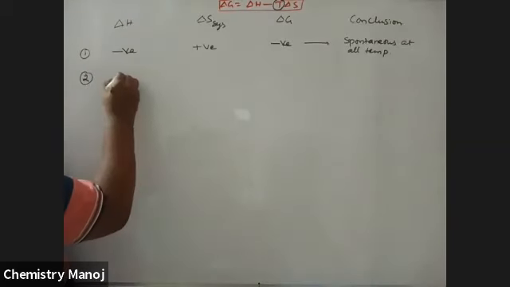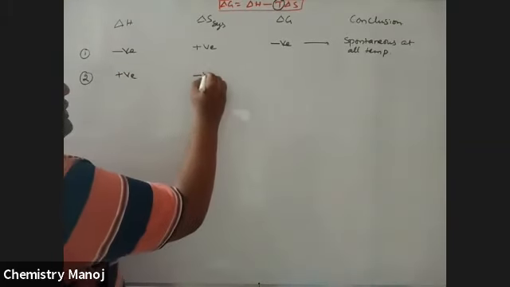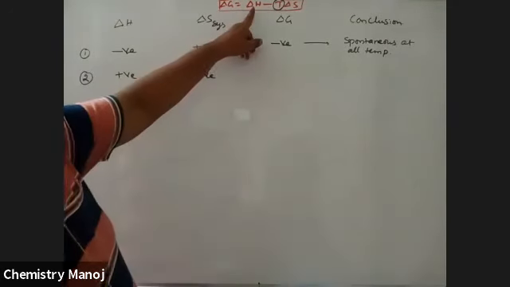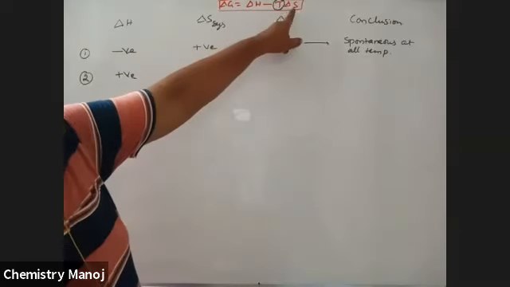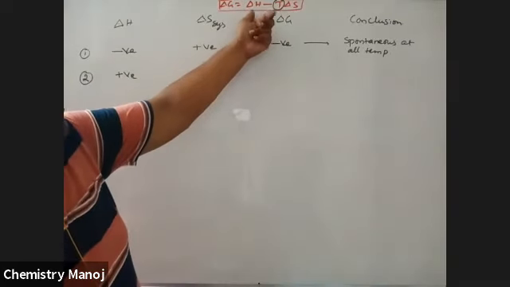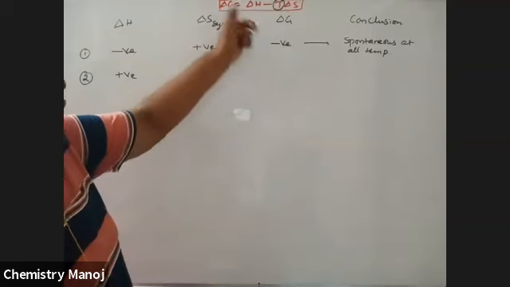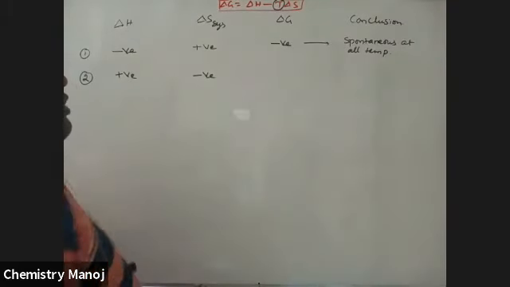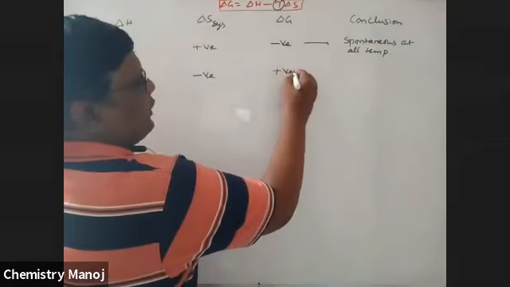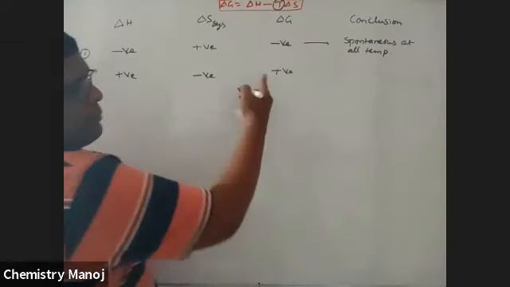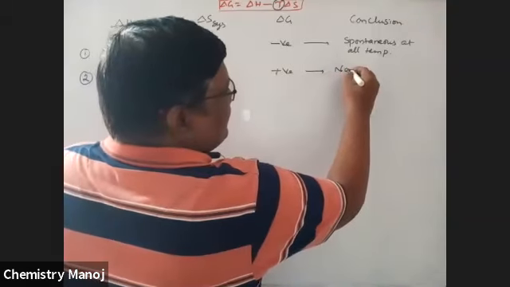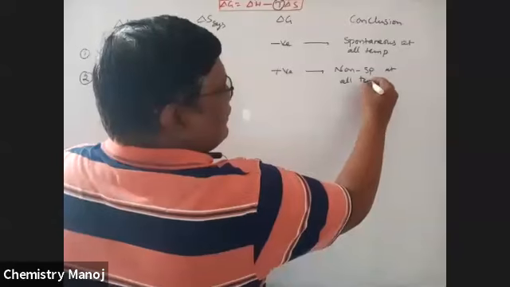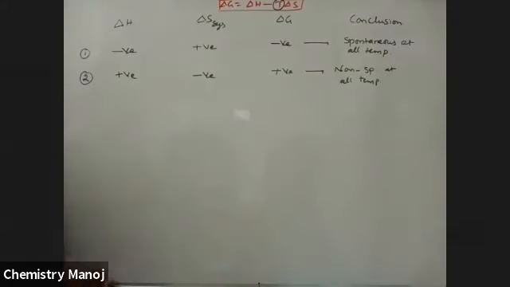If delta H is positive and delta S is negative, what happens to delta G? Delta H is positive, and minus T delta S is negative of negative, overall positive. Therefore, delta G total value is positive, irrespective of temperature. Because it is positive, it is non-spontaneous at any temperature.